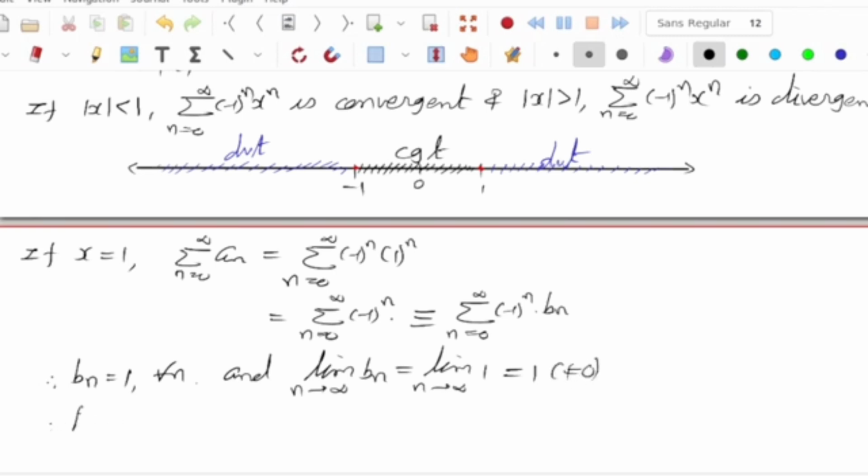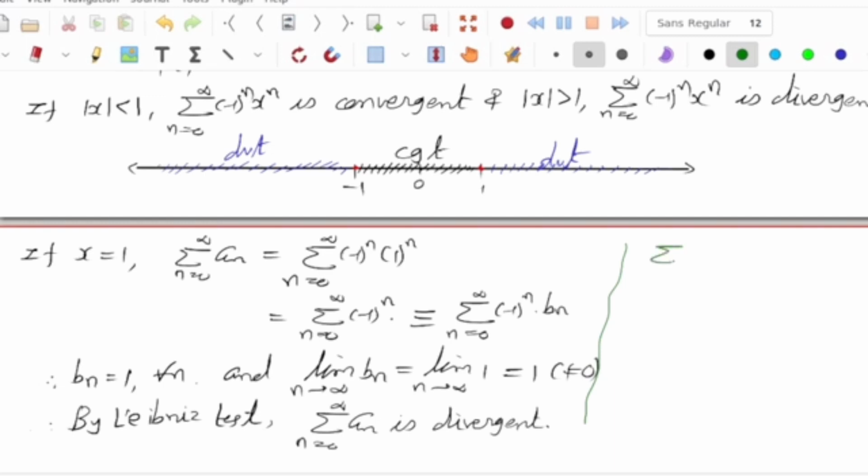Therefore, by Leibniz test, summation n equal to 0 to infinity is divergent. What is Leibniz test?